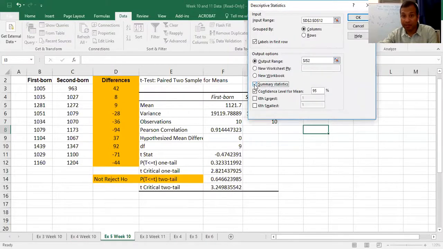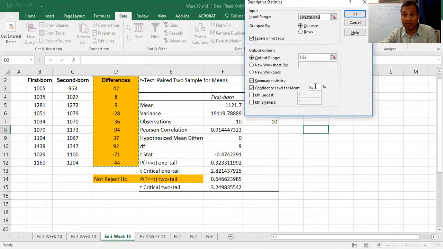Summary statistics, I want, yes. Confidence level for mean, yes, I want. Is it 95% or 99% in this case? Read the question, it's 99%. So I made it 99. Press OK.